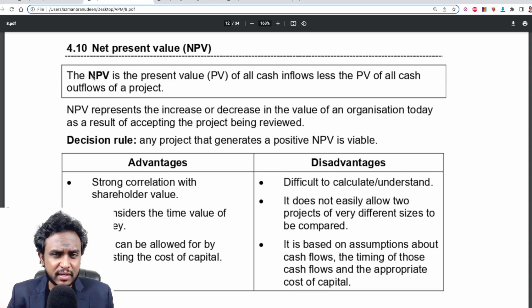Disadvantages, some may find it, not you, of course, not students of finance, but general those of them who are not familiar with this content may find it difficult. It does not easily allow two projects of very different sizes to be compared. So because it's absolute terms, NPV is in dollar terms, comparison is a little challenging, and it is based on a number of assumptions about cash flows.